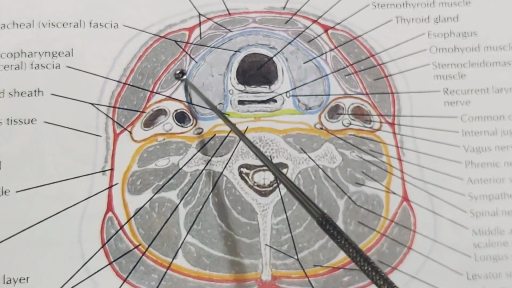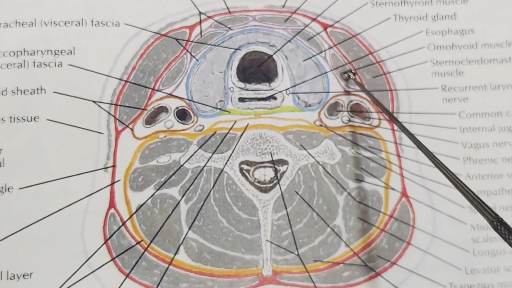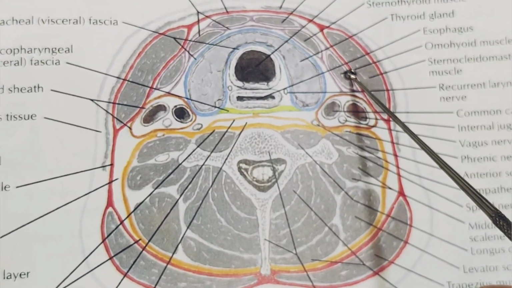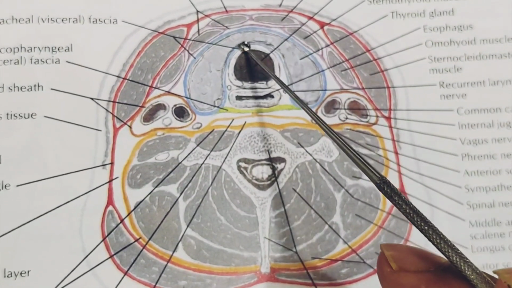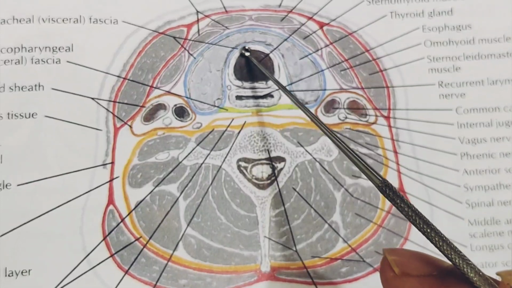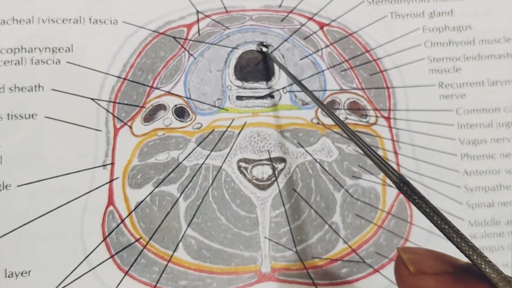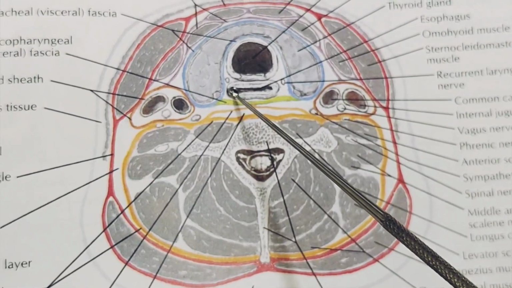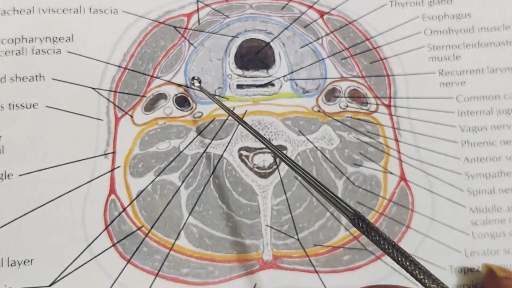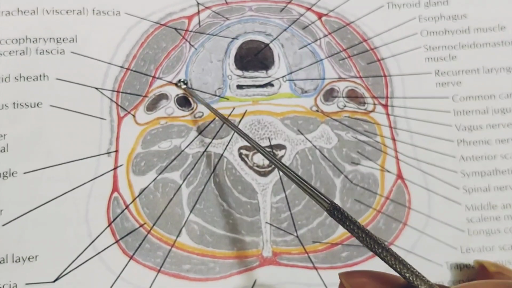In the anterior lateral part, it is related with the strap muscles of the neck. In the medial side, it lies on the trachea, and posteriorly it is related with the esophagus, and the lateral side it is related with the carotid sheath.